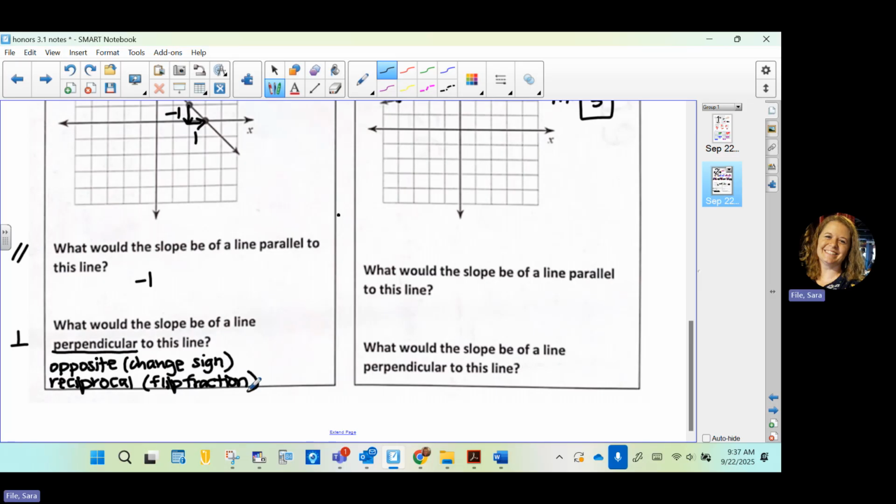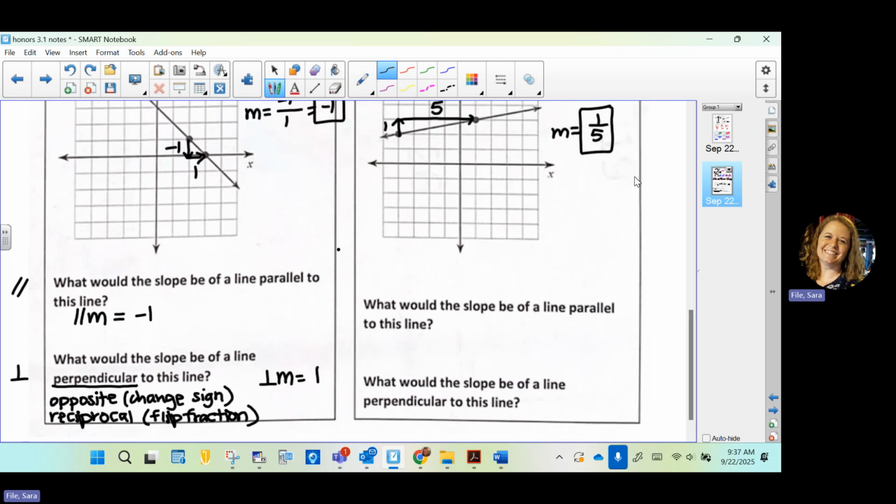So for a -1, what would it be if I found the opposite reciprocal? It would just be +1. Very good. So the perpendicular slope would be 1. Because if you think of it as a fraction, it's 1/1. When you flip it, it's still 1/1. So the flipping fraction part didn't change anything. It's just the changing of the sign for this one. So the parallel slope was -1. The perpendicular slope is +1.